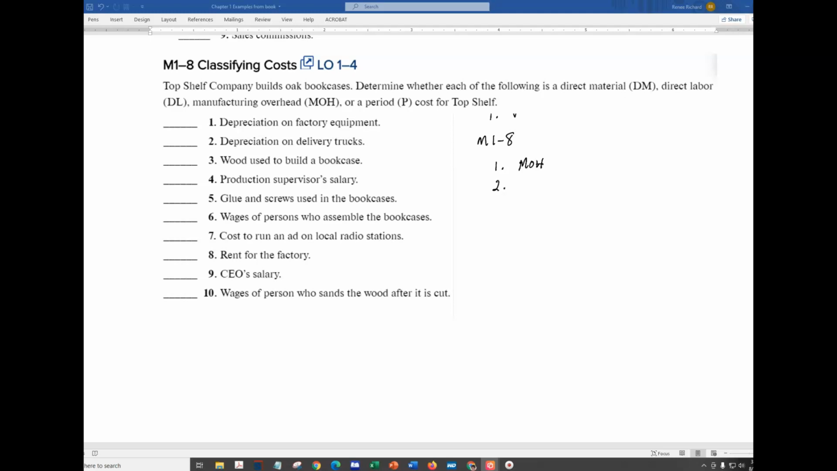Number 2, depreciation on delivery trucks. Well, the delivery trucks have to do with selling a product. So it's not a product cost, so it must be a period cost.